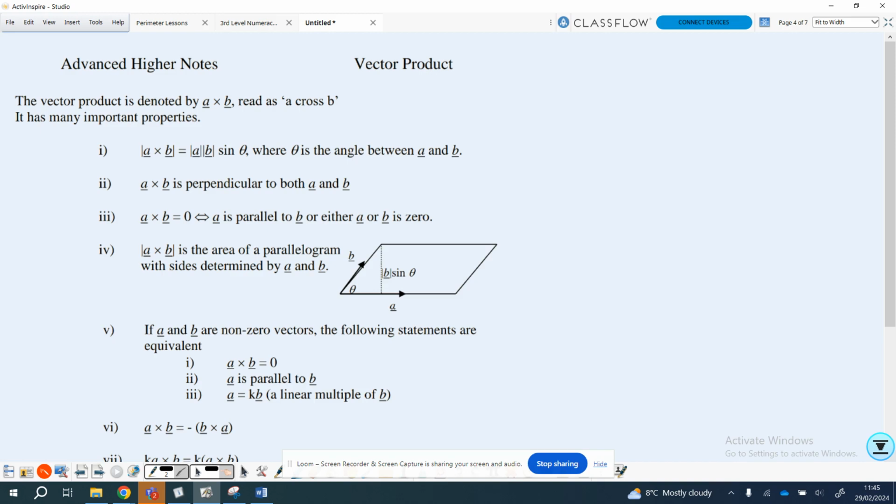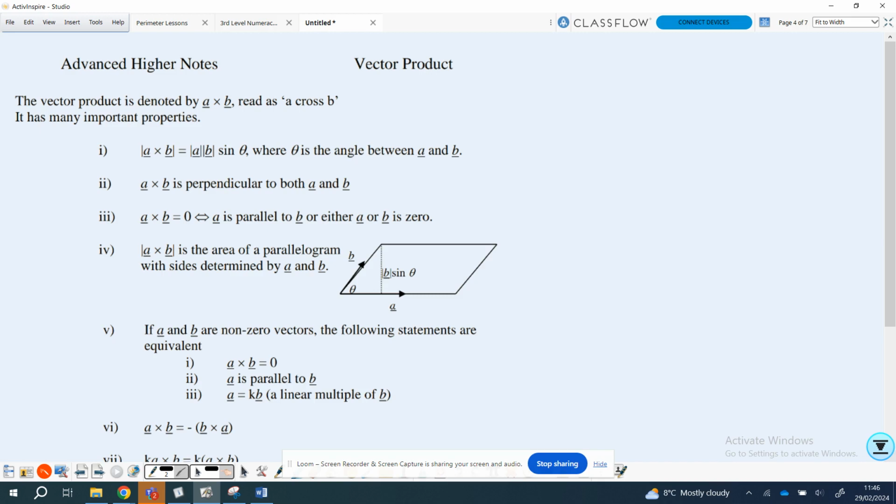It's got many important properties. There's a lot of properties that are really important here. So again, pause the video, make sure you write them down and make sure you understand them. The first thing is on your formula sheet: the size of A cross B is the magnitude of A times the magnitude of B multiplying sine theta, where theta is the angle between the two vectors A and B. We'll come to that in the fourth note as well.